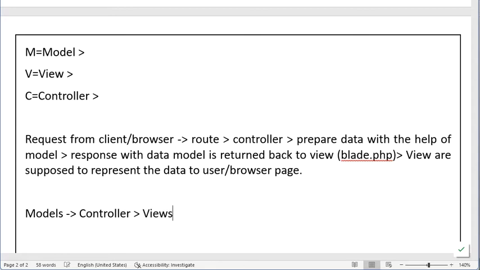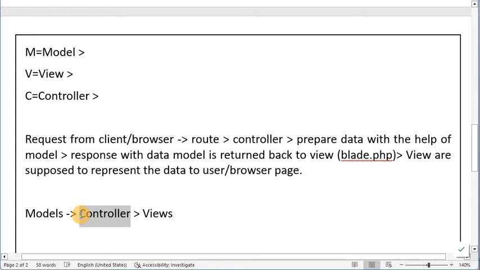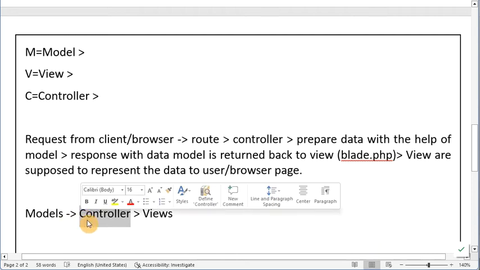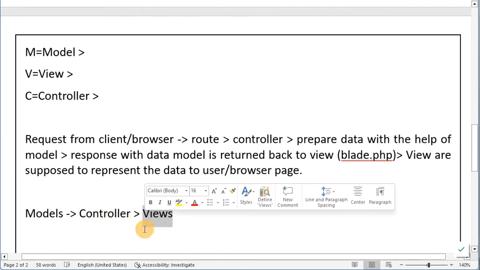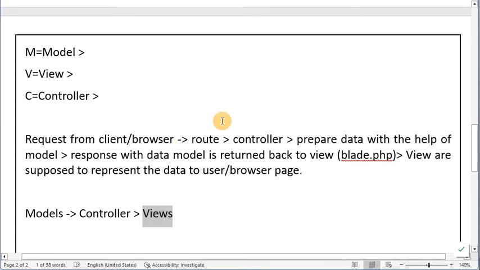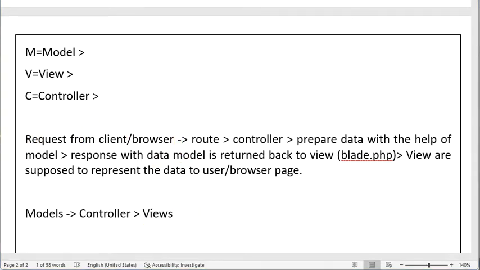So this is the role of the controller. The controller is sometimes known as the mediator between the model and the view, because it takes the data from models and passes those data to the view. So the view represents that data to the user on the browser screen. This is the theoretical part of MVC in short.